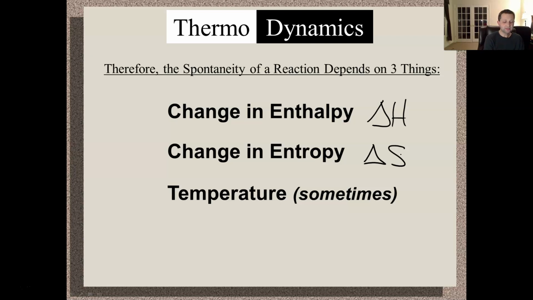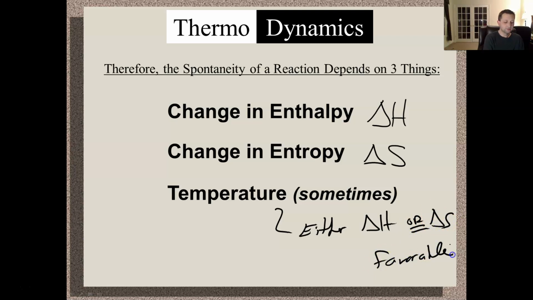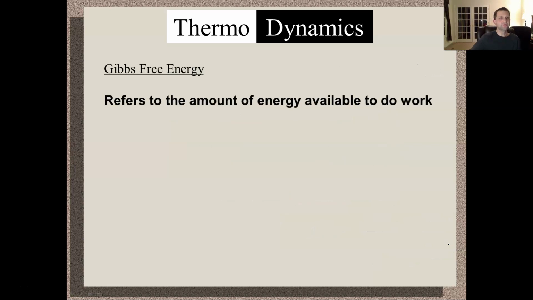So the only time it's going to depend on temperature is when you have either delta H or delta S favorable. Not both. All right? So again, both are favorable. It's good to go. No one cares what the temperature is. If both are unfavorable, we're not good to go. Doesn't matter what the temperature is. But if one is, we have to look at the temperature.